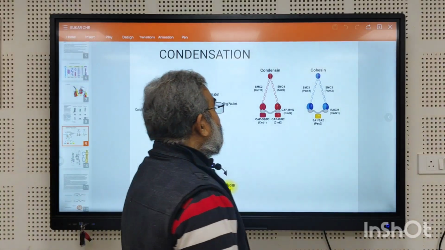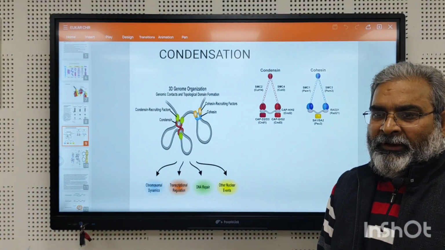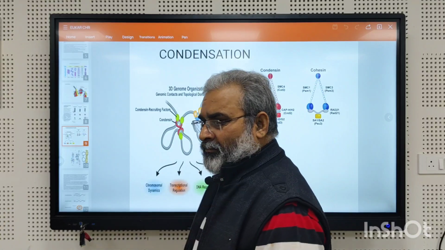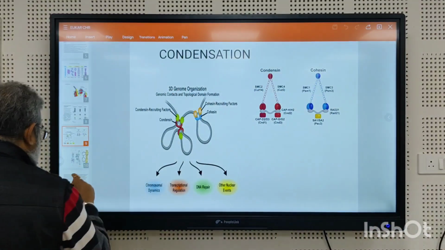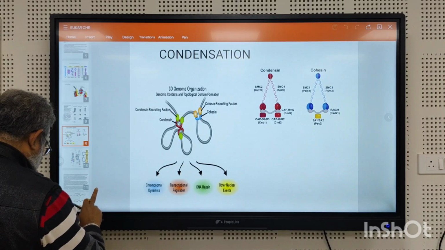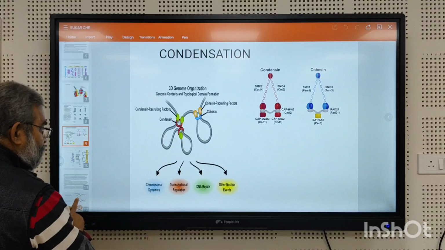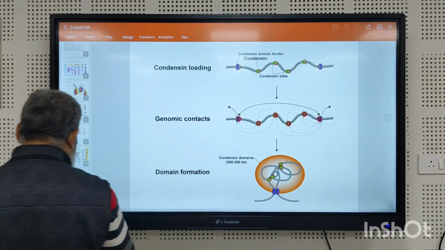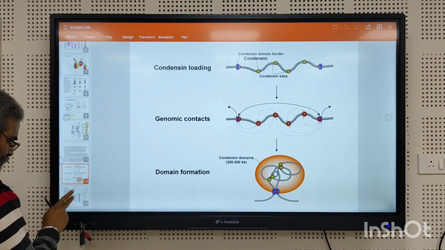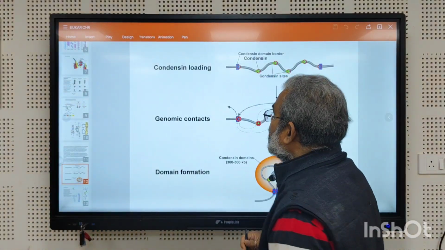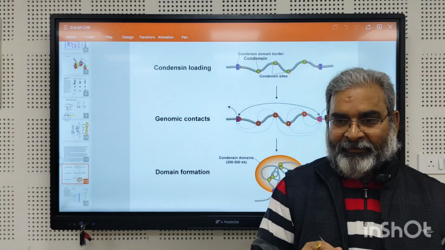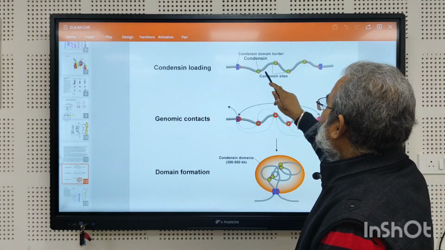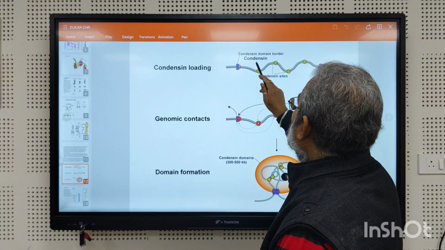Here you observe the condensation. That is the condensin and cohesin. These two components are associated here. See here, condensin and cohesin, two proteins. Both are proteins. The condensin is associated with the specific condensin sites and determines the condensin domain border.